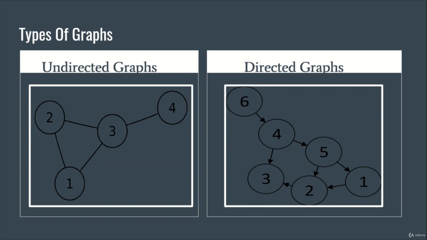Graphs are categorized into two types which include undirected graphs and directed graphs. This slide has two pictures which indicate the different types of graphs. In simple words, an undirected graph is a graph with no arrows indicating no direction, and the directed graph is a representation with arrows indicating a certain direction.